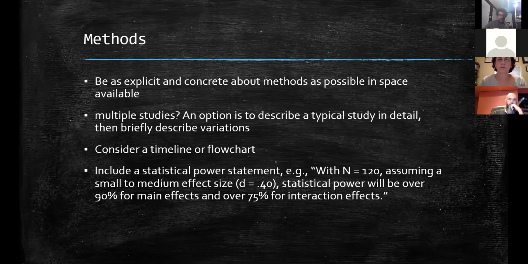If you're using quantitative research methods, something I found that reviewers respond to positively is the statement on statistical power. And I try to keep that concise by just making a blanket statement about my different studies. So for example, with n equals 120, assuming a small to medium effect size, statistical power will be over 90% for main effects, 75% for interaction effects, and then just say that will apply to all of the studies in this proposal.